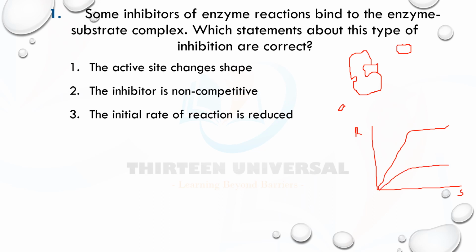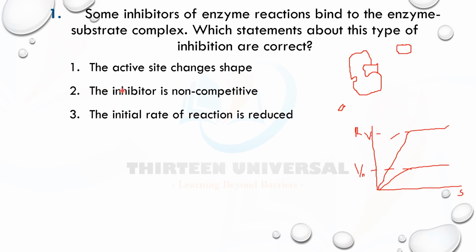So this is V, the rate without inhibitor. Now this is the second V, the rate of reaction with a non-competitive inhibitor. See that it lowers it. So we have something like this.